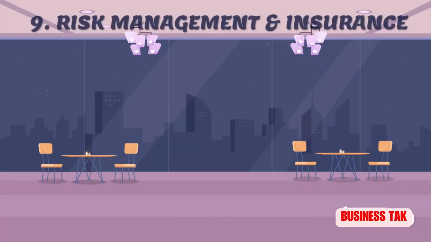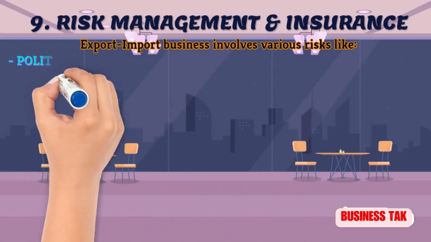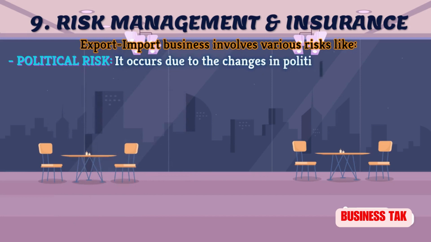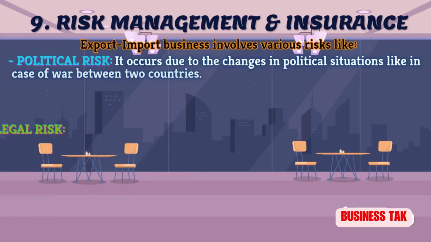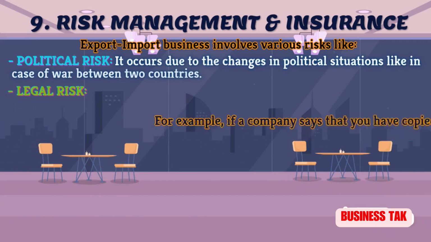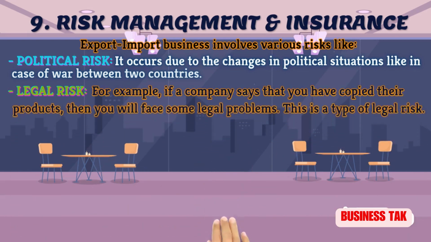Ninth step is risk management and insurance. Export-import business involves various risks like: political risk. Means it occurs due to the changes in political situations, like in case of war between two countries. Legal risk. Means, for example, if a company says that you have copied their products, then you will face some legal problems. This is a type of legal risk.